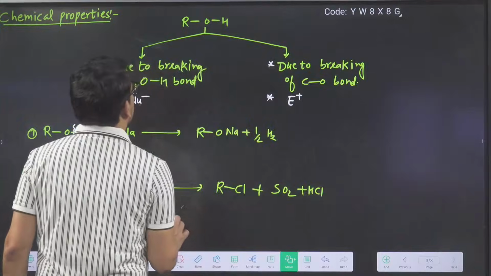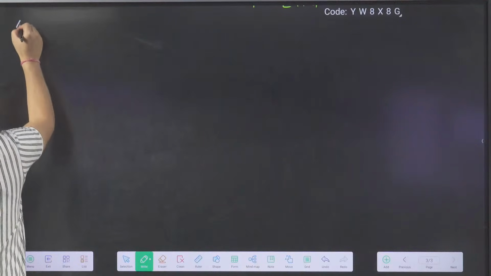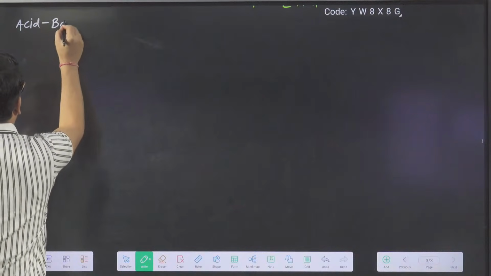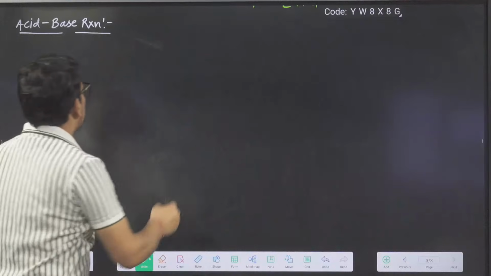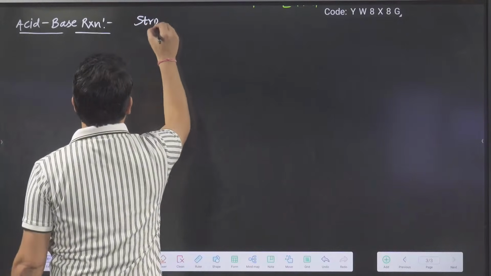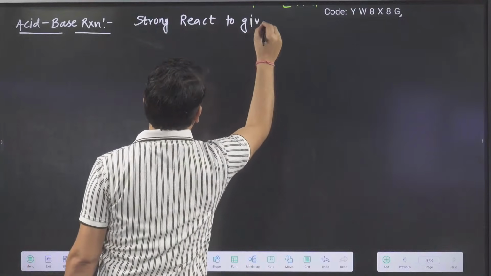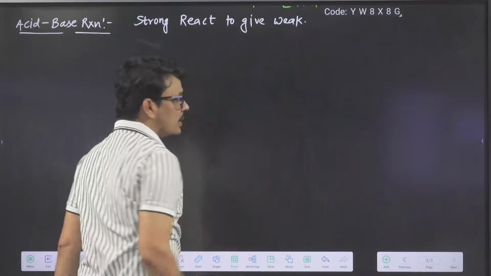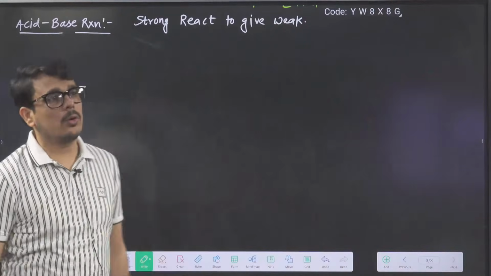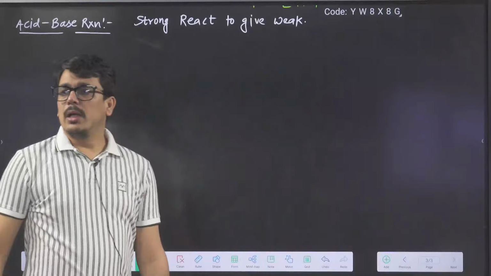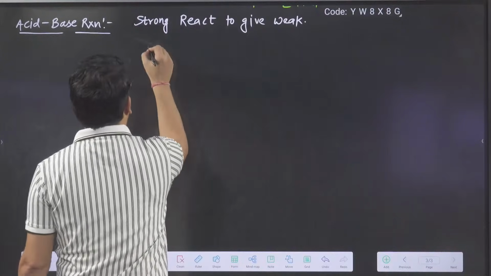So now everyone this side. First, a brief discussion about acid-base reaction. In acid-base reaction, if you remember one statement, strong reacts to give weak. What I said here, strong reacts to give weak. Means reacting acid should be strong or formed acid should be strong. Reacting acid should be strong. Let's say I'm having here simple order of acidic strength.